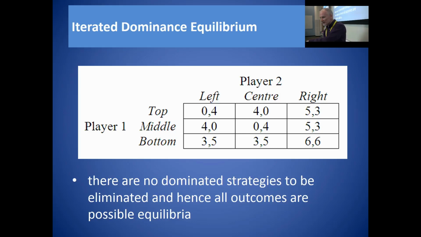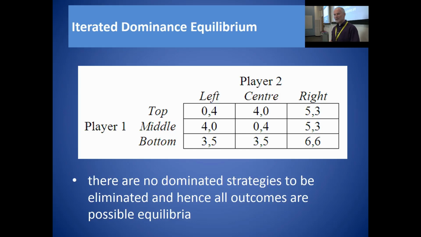So, we start off saying there are 9 possible outcomes. This is the game played out between these two players. 9 possible outcomes that it could be. Which one is it? Actually, we don't know. There are none of these outcomes that we can exclude. Hence, they're all iterative dominance equilibria. And that isn't particularly helpful.